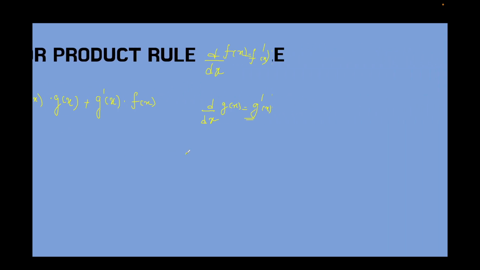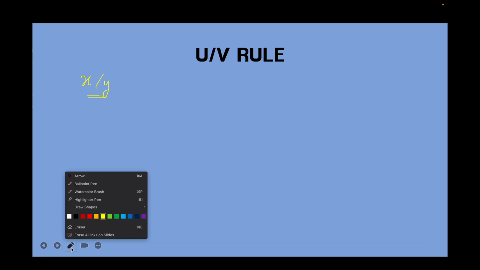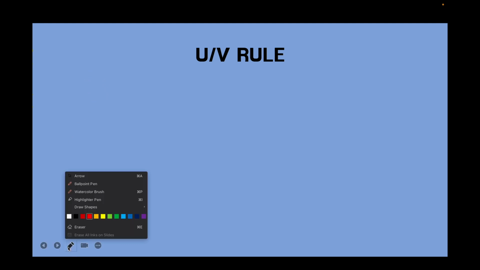Okay, so next we'll see the u by v rule. What is the u by v rule? Assume you have a function which is f of x by g of x. How do you differentiate that? For that you have a formula. So we'll see what that formula is now. So basically it is d by dx of f of x by g of x.